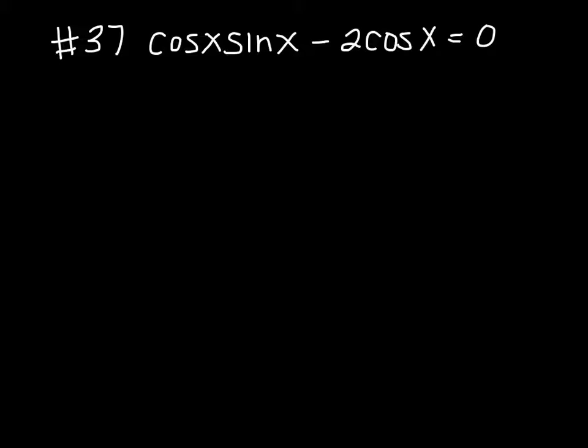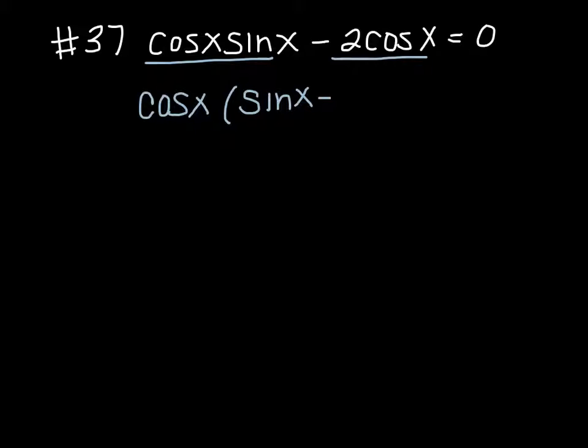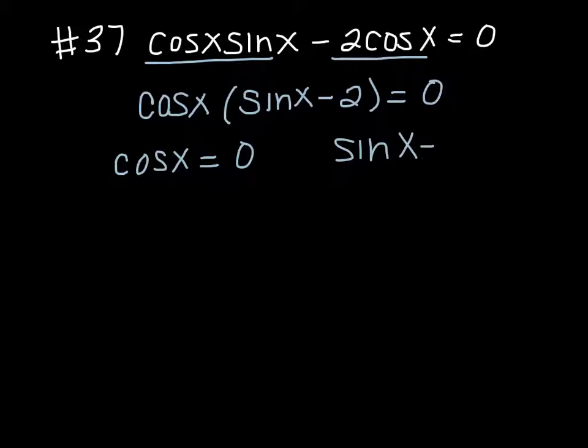We're going to solve. I have two terms, and in common in those two terms, I'm going to factor out a cosine of x. When I do that, I'm left with sine of x minus 2 equals 0. Now I have two factors. We're going to take each factor and set it equal to 0 and solve.